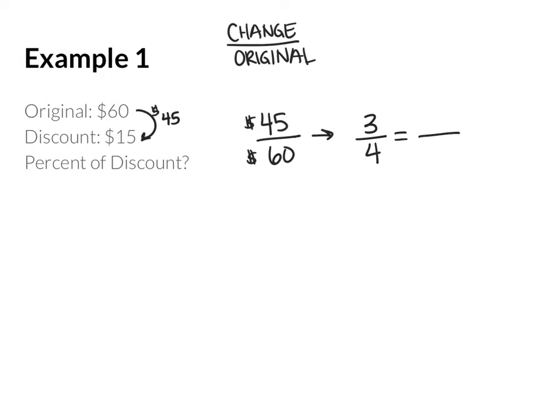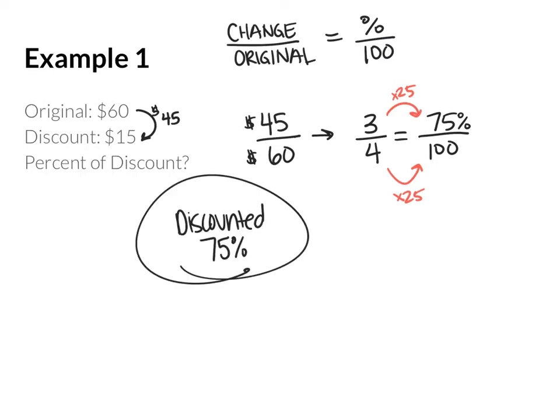And we want to figure out what percent that is out of 100. Since 4 goes into 100, 25 times, I multiply my numerator by 25, and I get 75%. Let's look at it in the context of the problem. It's asking what's our percent of discount, and the item was discounted 75%.